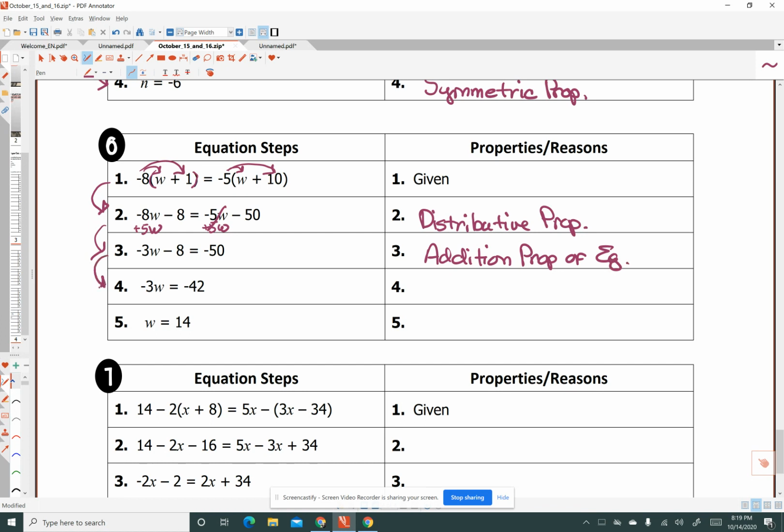And now it looks like we're about to again use the addition property of equality to add 8 to both sides of the equation. So again, addition property of equality. And finally, because w is being multiplied by negative 3, we have to divide by negative 3, and we do that to both sides of the equation. So that was the division property of equality, which allowed us to isolate w equal to 14.